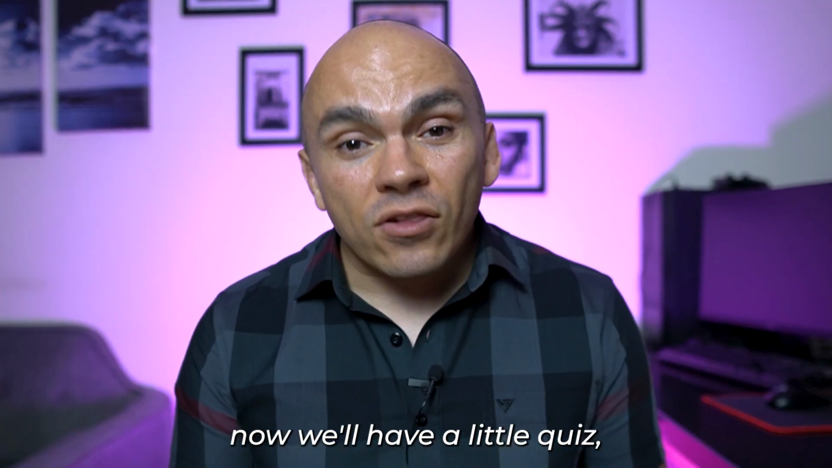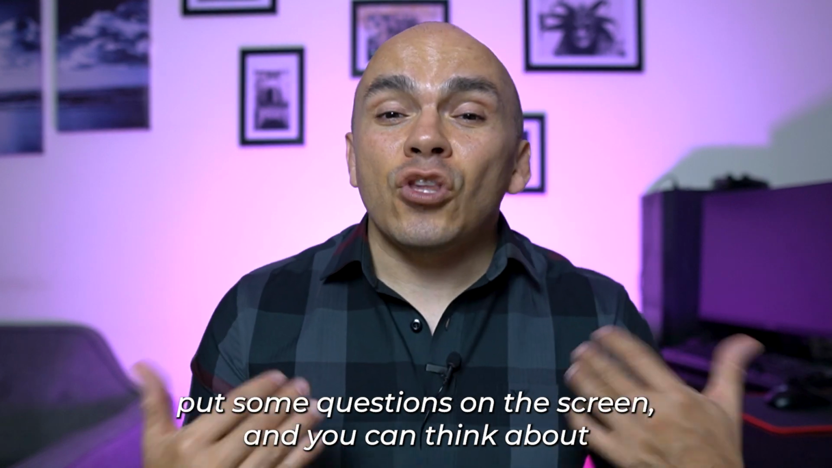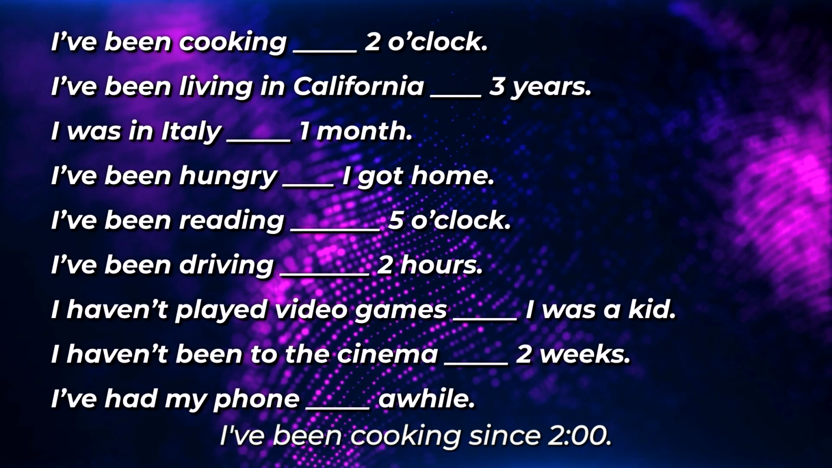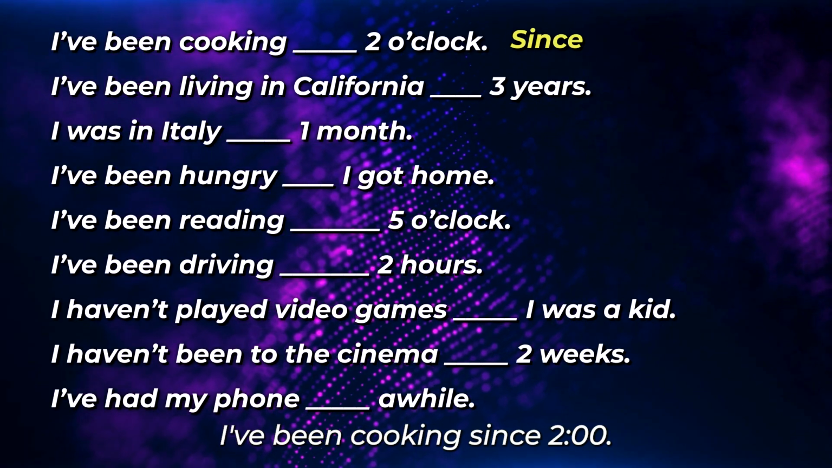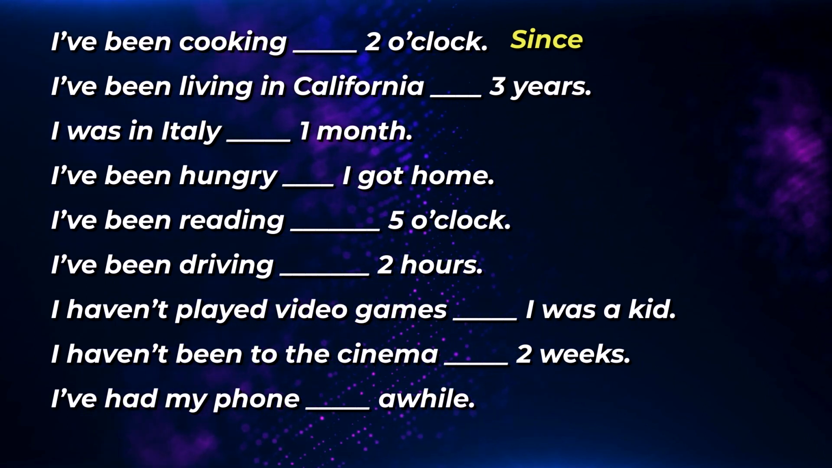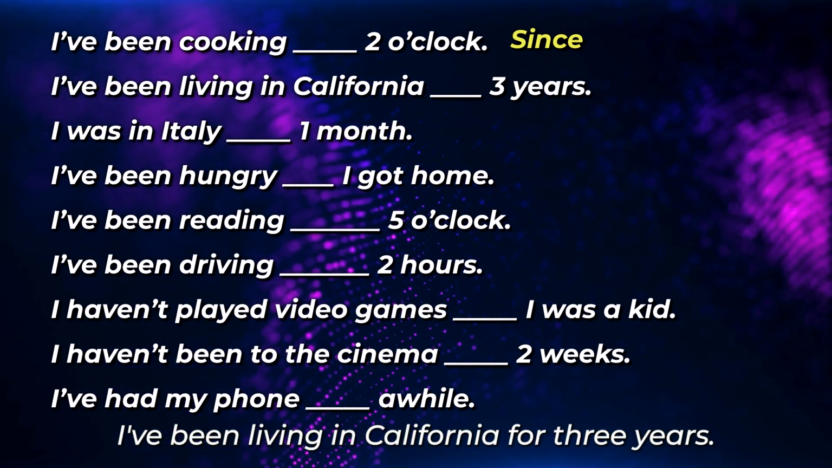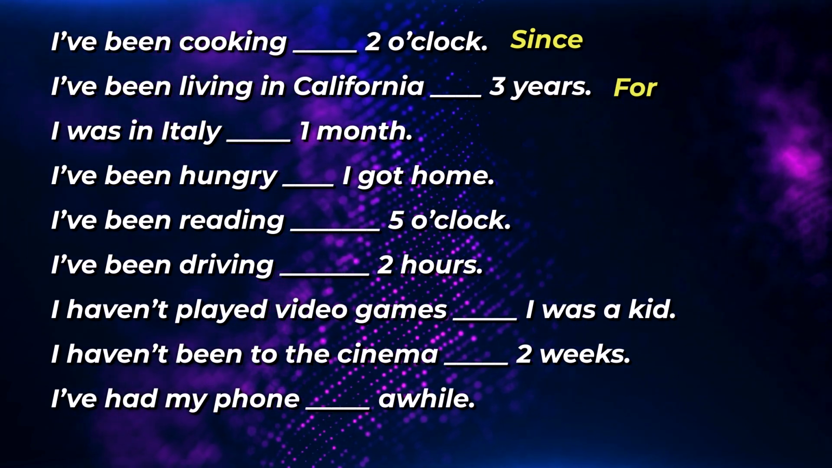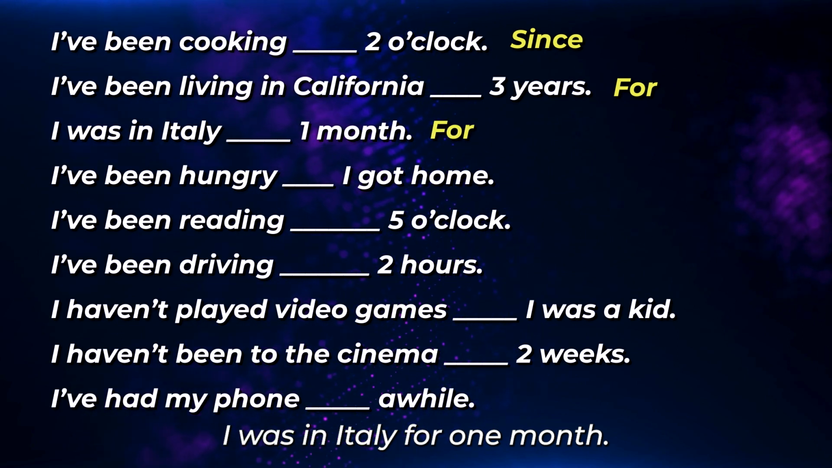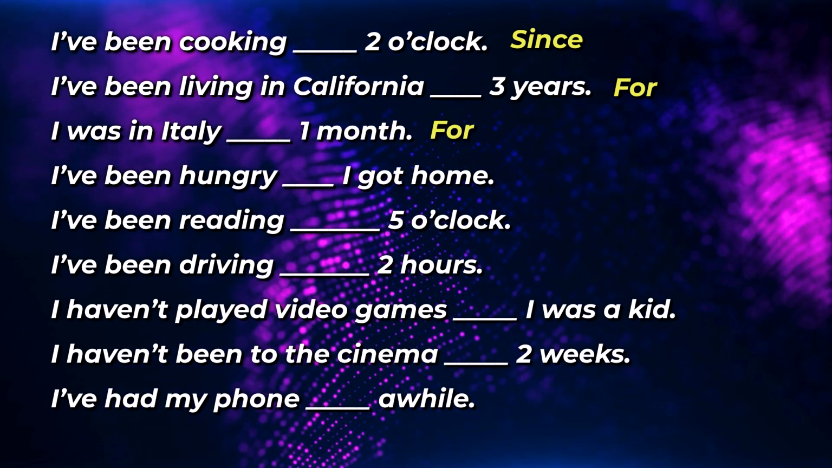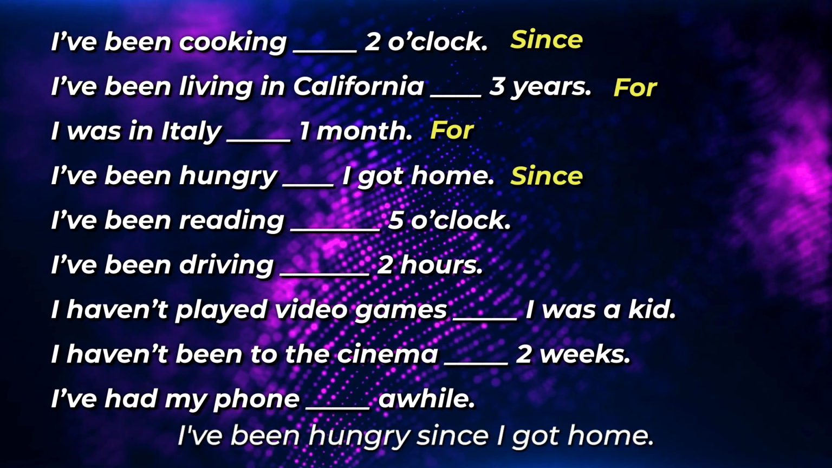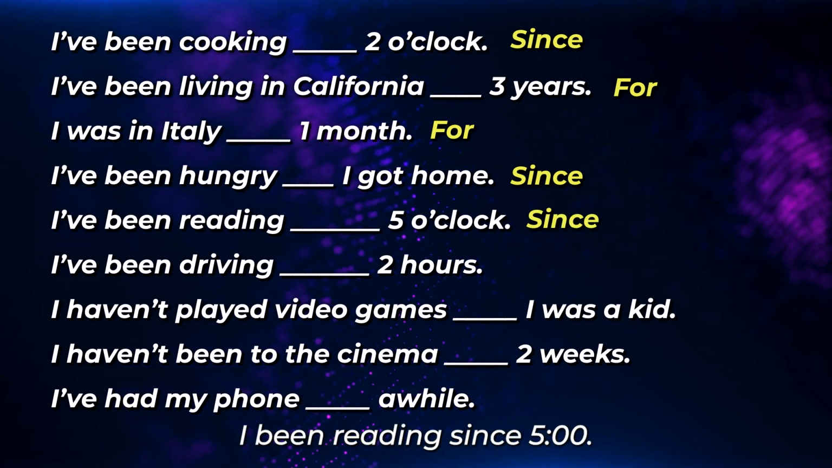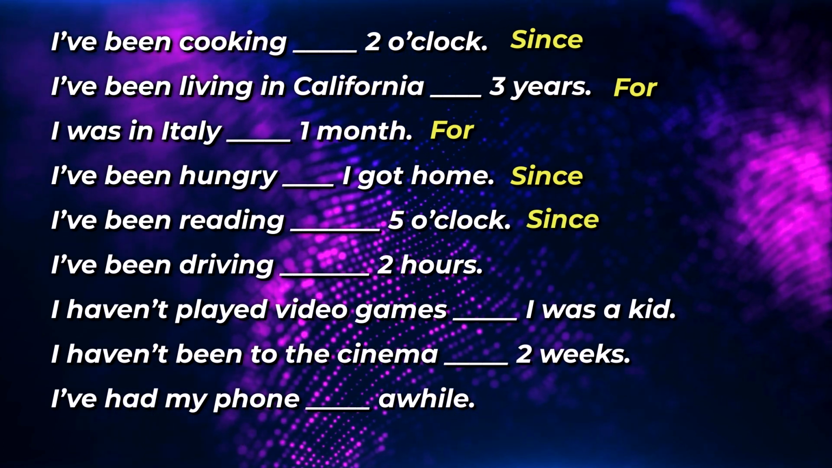Now we'll have a little quiz, put some questions on the screen, and you can think about whether it's for or since. I've been cooking since 2 o'clock. I've been living in California for 3 years. I was in Italy for 1 month. I've been hungry since I got home. I've been reading since 5 o'clock.